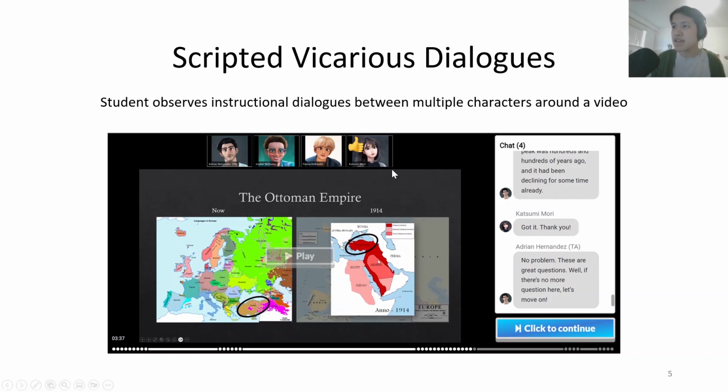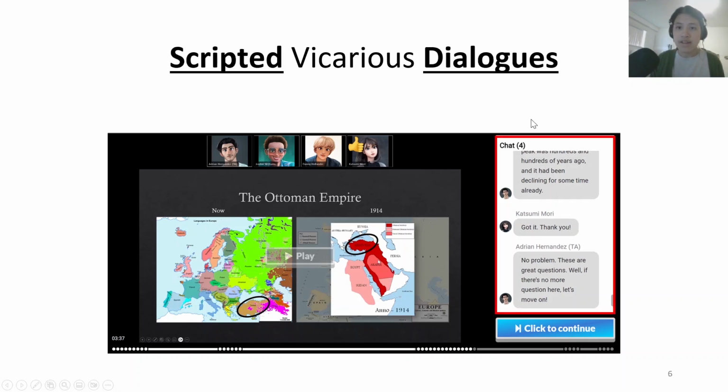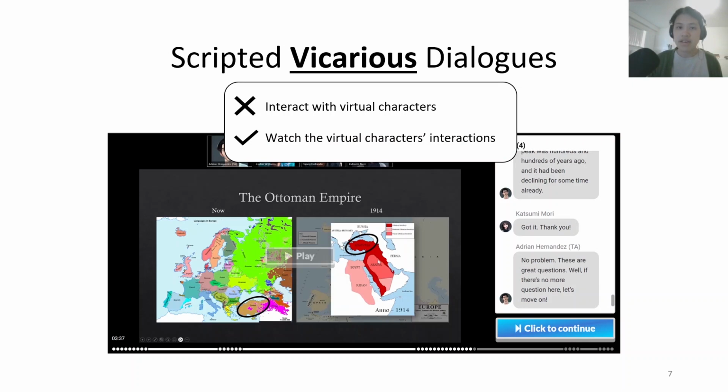There is a TA character and 3 student characters, and the TA character is sharing the screen and playing the video so that they're all watching it together, and they're all having these dialogues in the chat, as you can see on the right. The important thing to note is that this is a vicarious dialogue, and what this means is that the real student cannot interact with the virtual characters or influence the dialogues in any way.